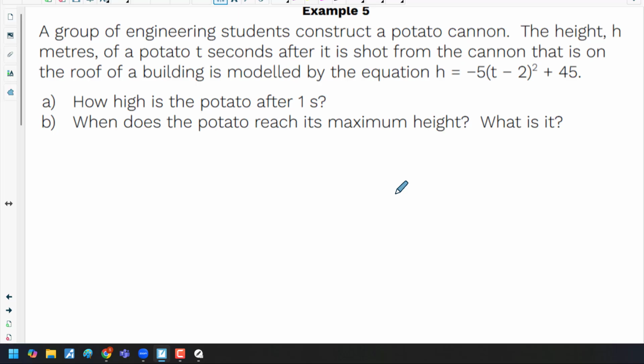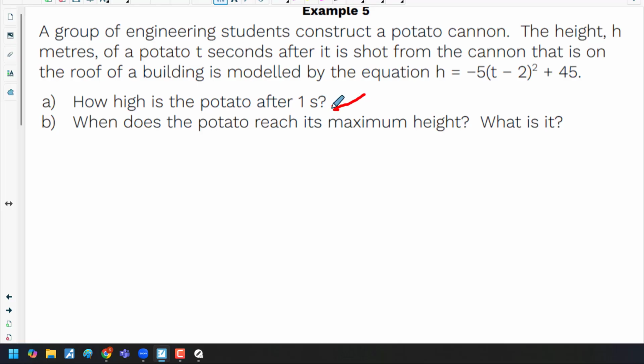A group of engineering students construct a potato cannon. The height, h in meters, of a potato, t seconds after it's shot from a cannon on the roof of a building, is modeled by this equation. How high is the potato after 1 second, and when does the potato reach its maximum height?